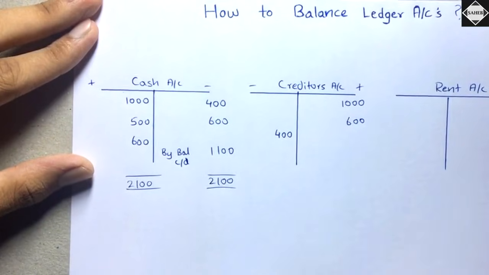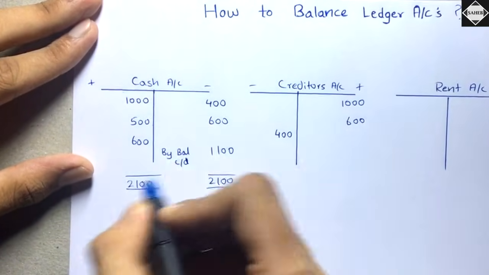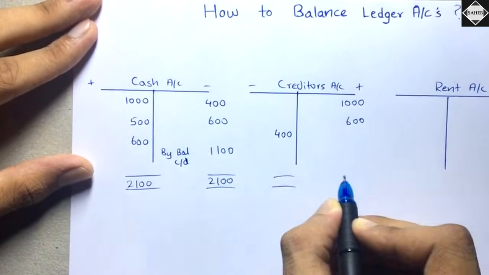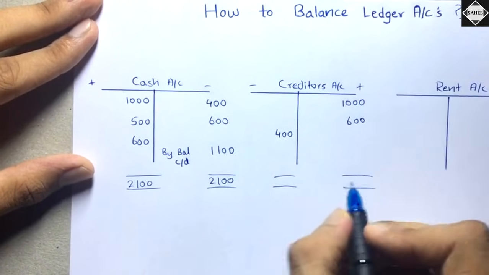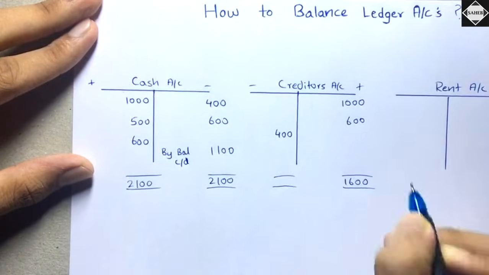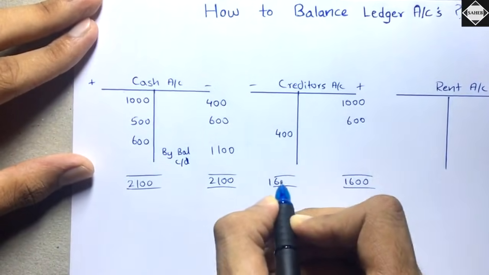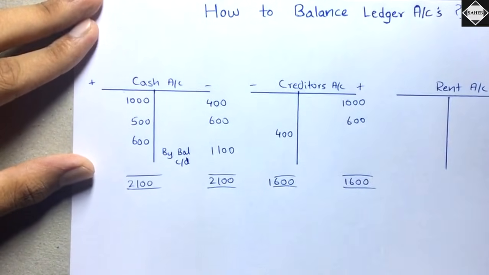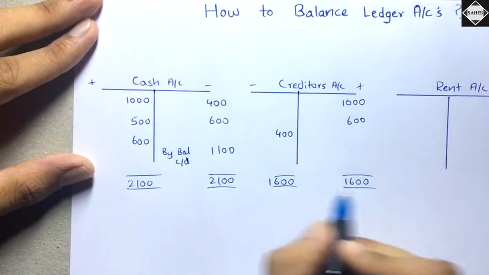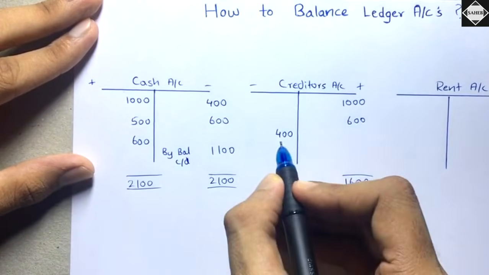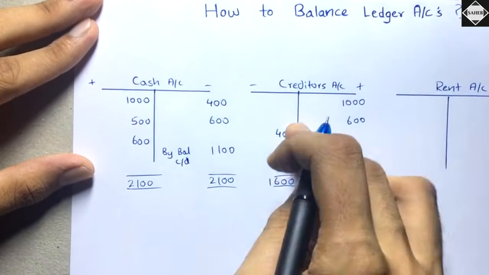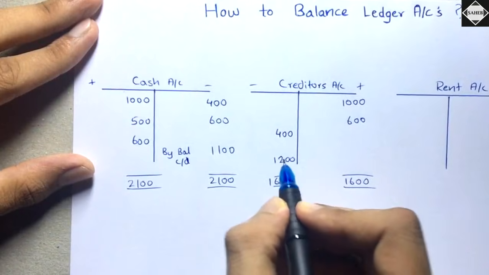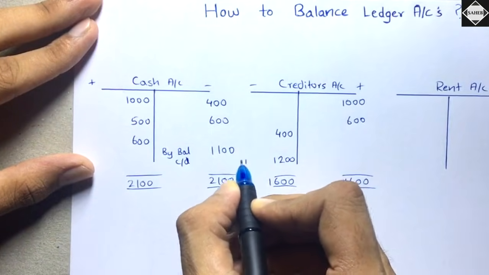So now how are you going to balance this account? The same way you did in the cash account. Take the total columns. Which side is bigger? The debit side is bigger. 1000 plus 600, that's equal to 1600. So again the same thing on both sides, you have to write it blindly: 1600, 1600. The shortfall over here is 1200, that's 1600 minus 400. This is the shortfall.